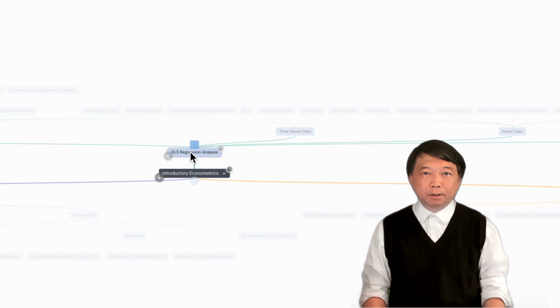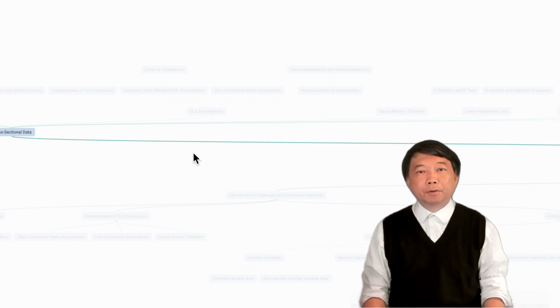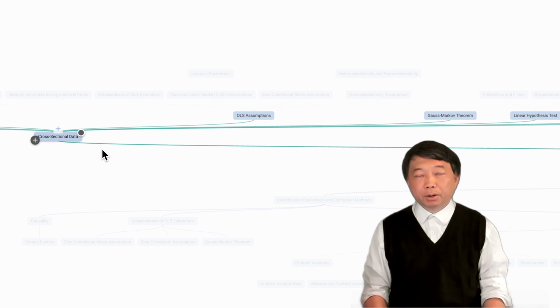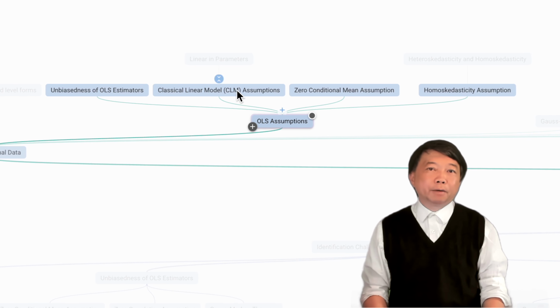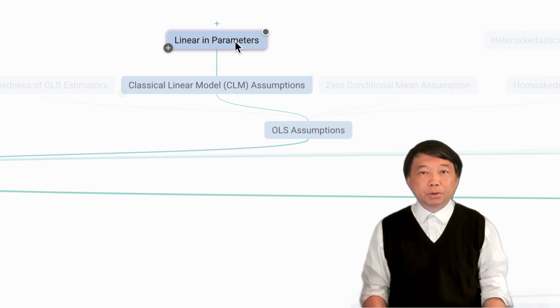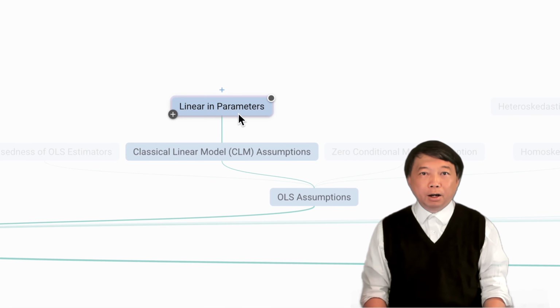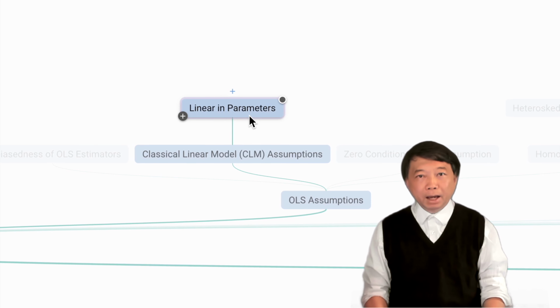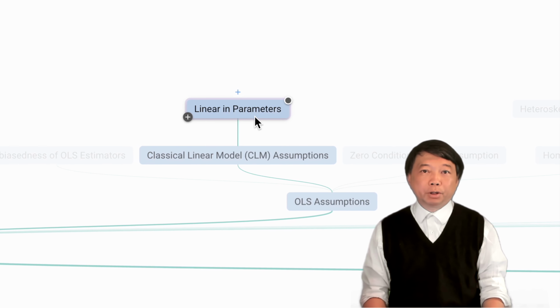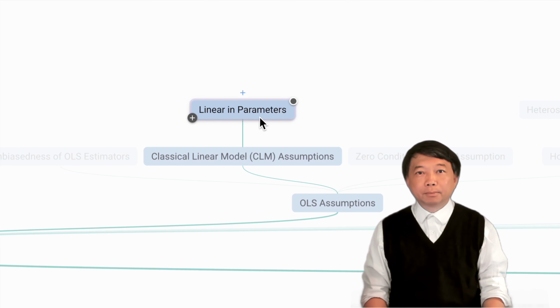In today's topic, we have discussed one of the classical linear model assumptions, linear in parameters, and have explored some models that satisfy the linear in parameters assumption, but can capture nonlinear relationships between variables.